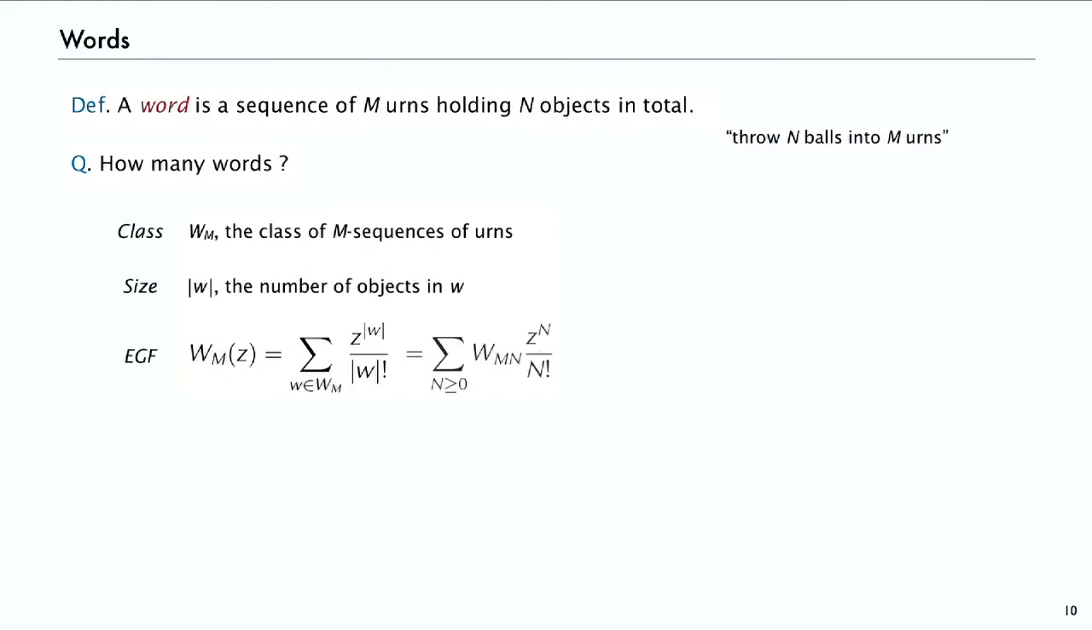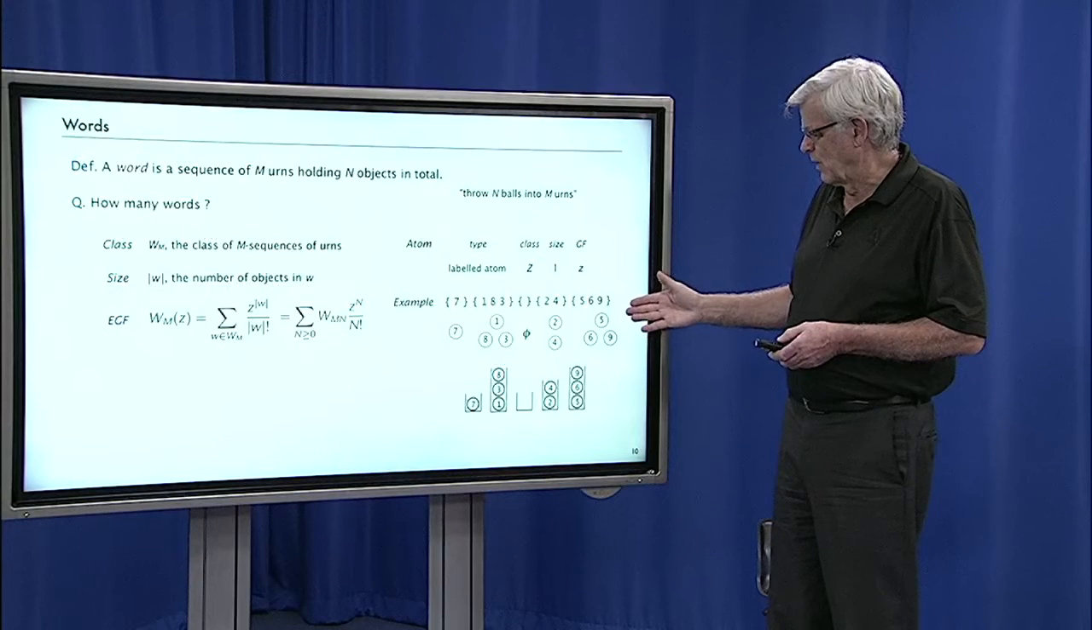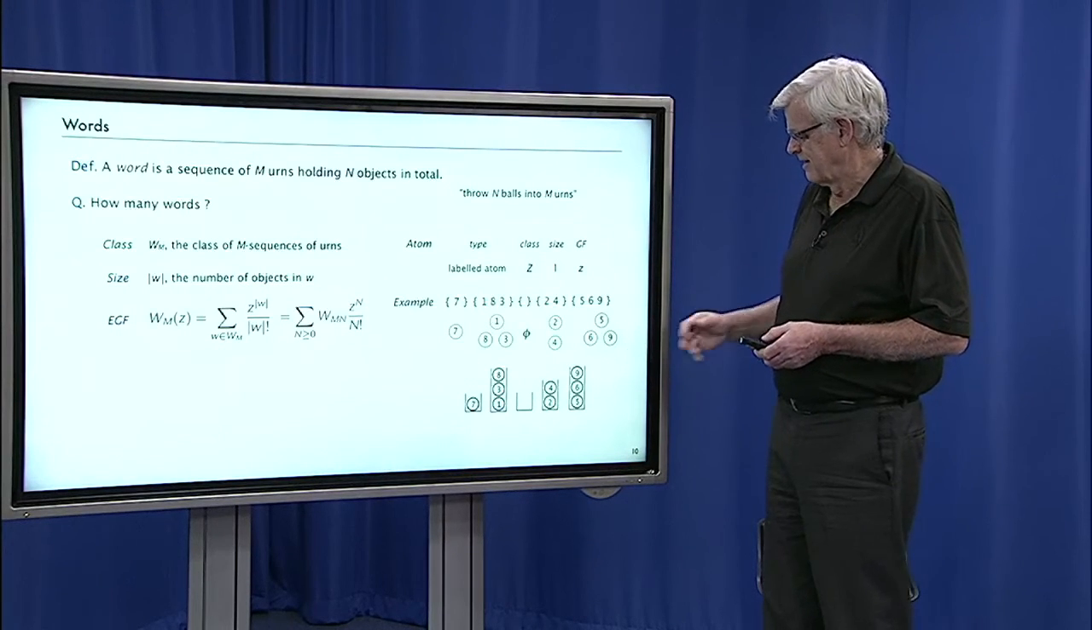It's parameterized by m, so that's the number of urns in the sequence. So the generating function is the sum of all possible objects, that's configurations, the ways the balls could fall, z to the object size over w factorial. And as usual, that collects together to give us the number of ways that we could get n balls into m urns. And again, we have all these different ways of looking at it.